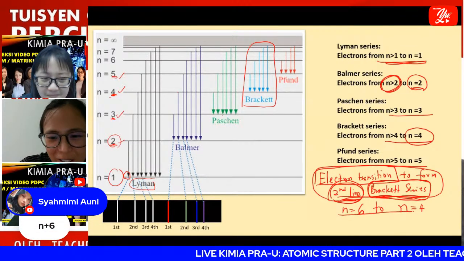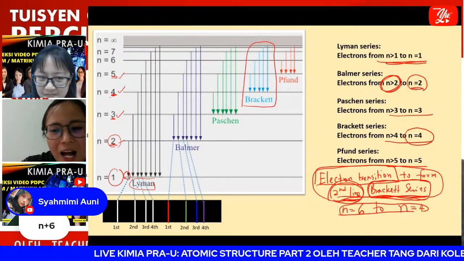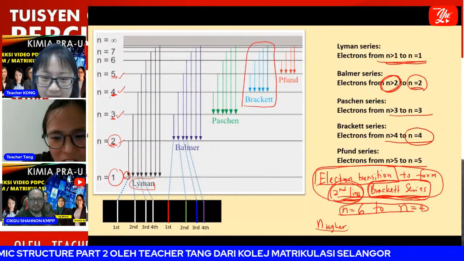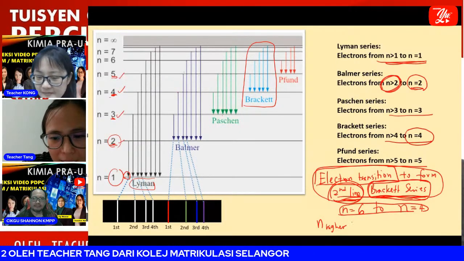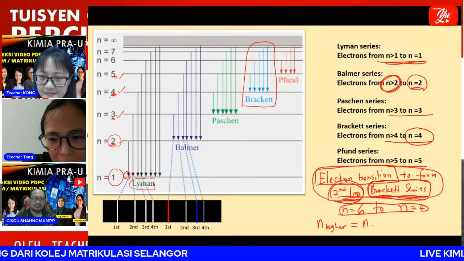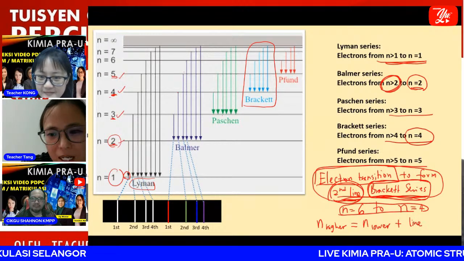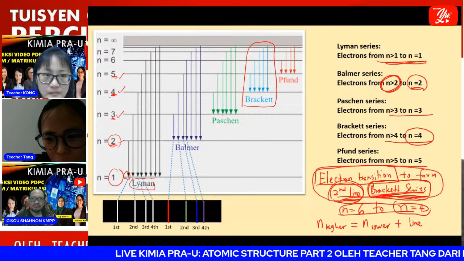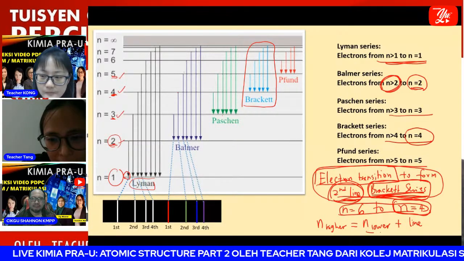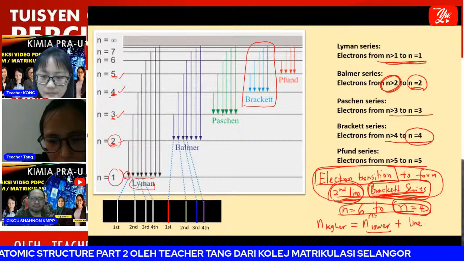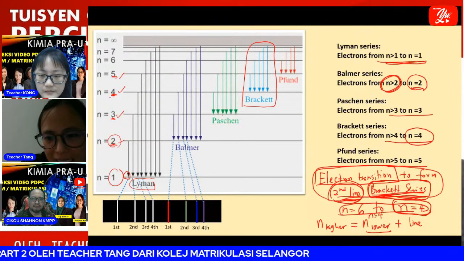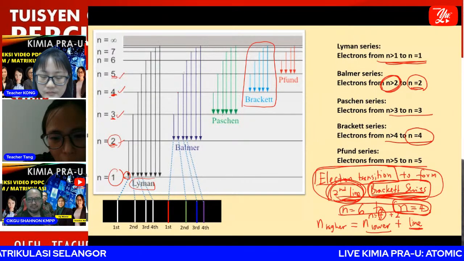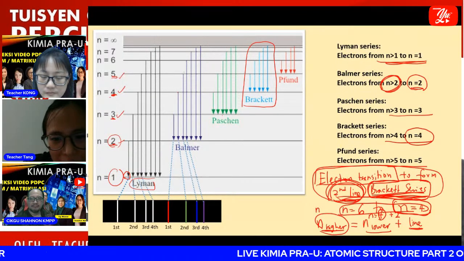So before I finish, let me tell you how to determine this. This is my way to determine it. Higher energy level is equal to lower energy level plus the number of the line. For this question, for the Brackett series, we know that it needs to fall to n equals 4, so the lower level is n equals 4. It is the second line, so plus 2. Therefore, it needs to fall from the higher energy level, n equals 6, to n equals 4.